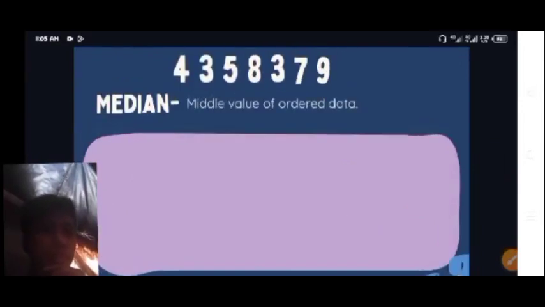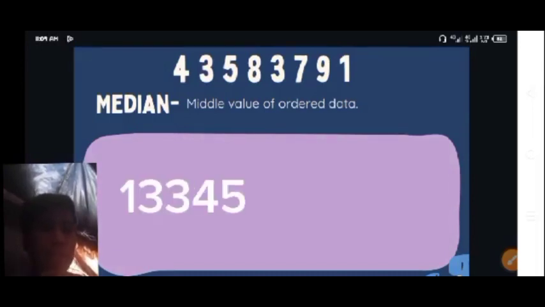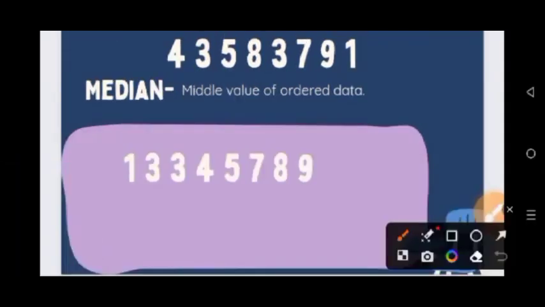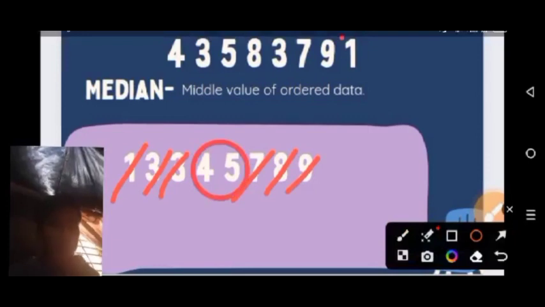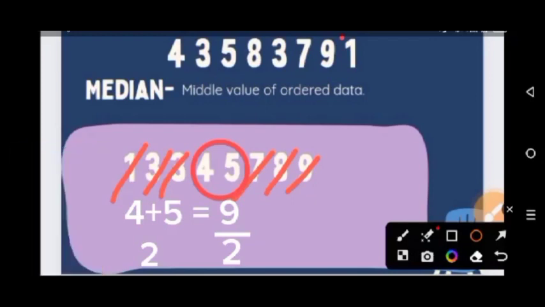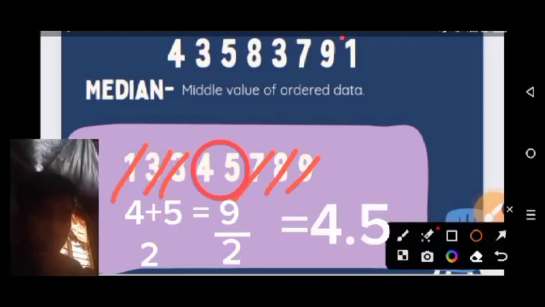Median. That is the middle value of ordered data. Ang kailangan natin, i-arrange ang pinakamaliit hanggang sa pinakamalaki. We have 1, 3, 3, 4, 5, 7, 8, 9. And then, kukunin natin yung pinaka-middle, and that is 4 and 5. Ang gagawin natin, since dalawa sila, i-add natin at i-divide sa 2. So, 4 plus 5 equals 9, divided by 2. So, ang ating median is 4.5.